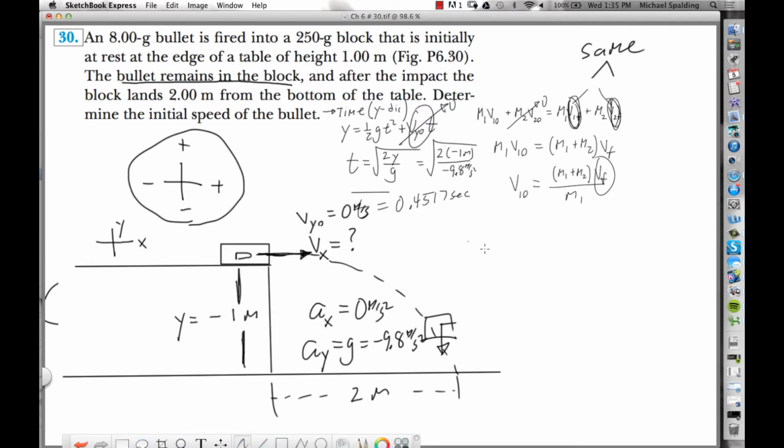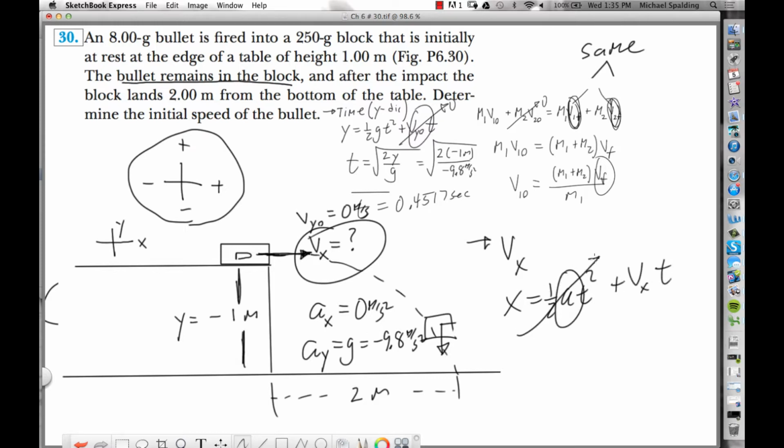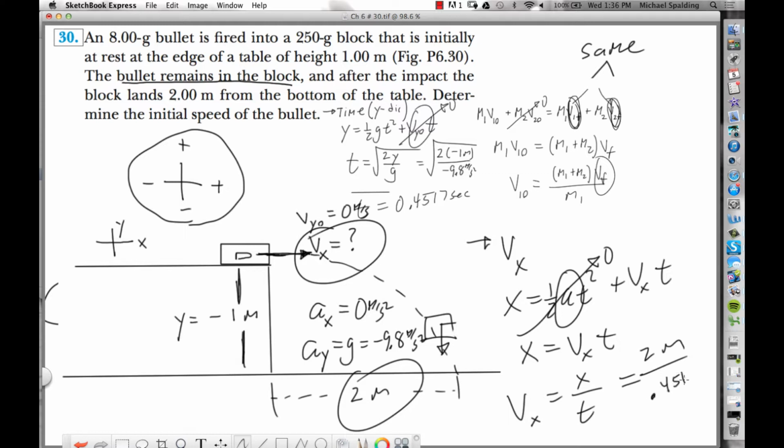Okay, so now we can find Vx, which is what we need. We need that velocity. So look, same equation: x equals 1/2 a t squared plus Vx t. What's the x acceleration? It's 0. So we're left with x equals Vx t. So Vx is x over t. The x is 2, and then time is 0.4517. So this gives us an x velocity of 4.43 meters per second.